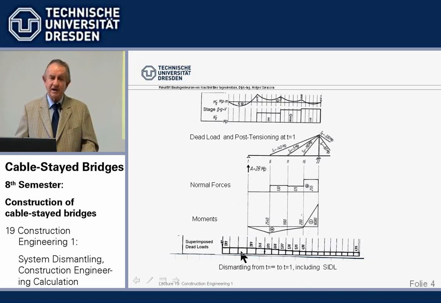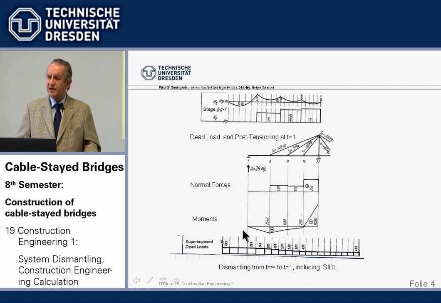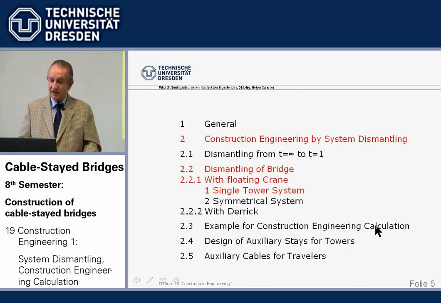And also we have to take off the superimposed dead loads, SIDL, Ausbaulasten G2. In English they are SIDL, superimposed dead loads, which means asphaltic concrete, traffic railing, lampposts, things like that. So that we take off the bridge and then have our starting system, which we have to dismantle structurally.